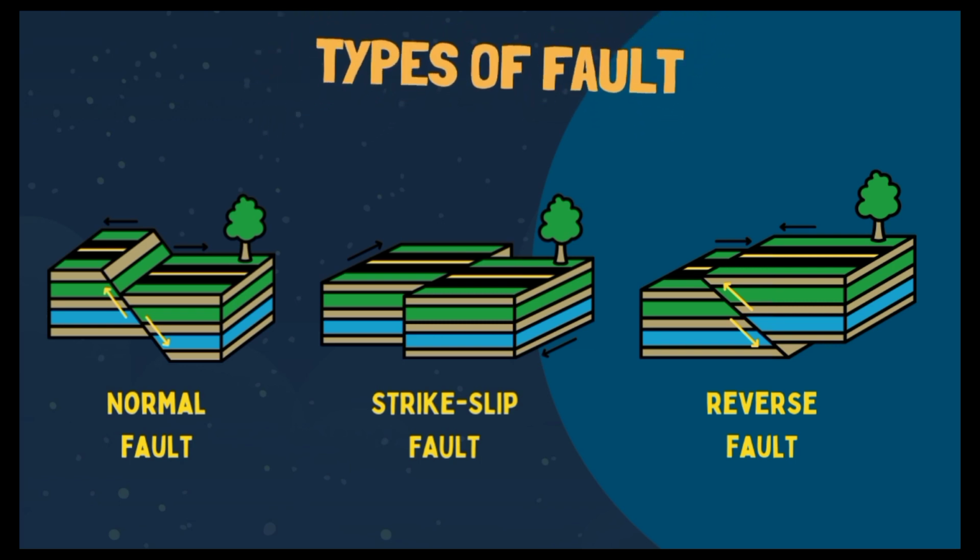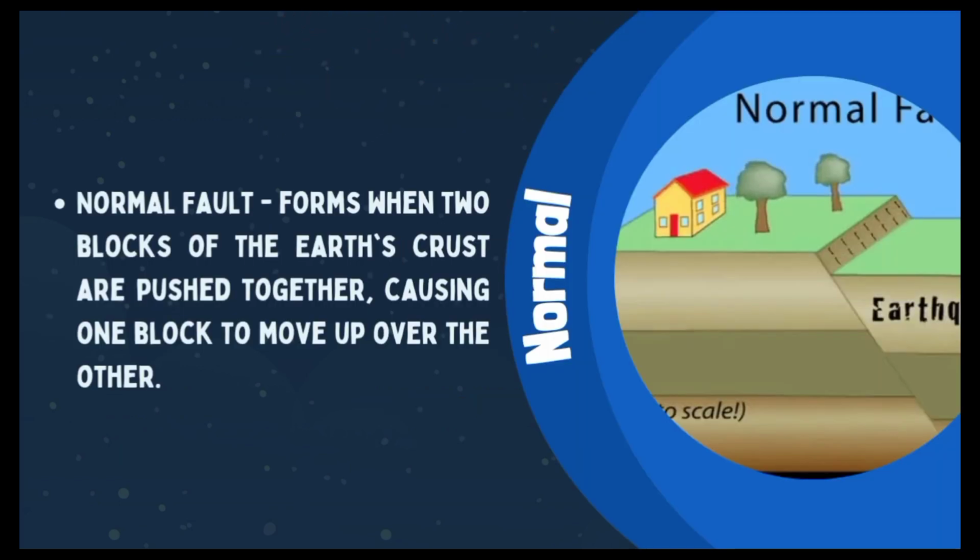So the first type of fault is the normal fault. It forms when two blocks of Earth's crust are pushed together, causing one block to move up the other. So basically, normal fault happens when Earth's crust gets pulled apart around the fault lines, making one block of Earth slide down, making a slide that creates an uneven area.